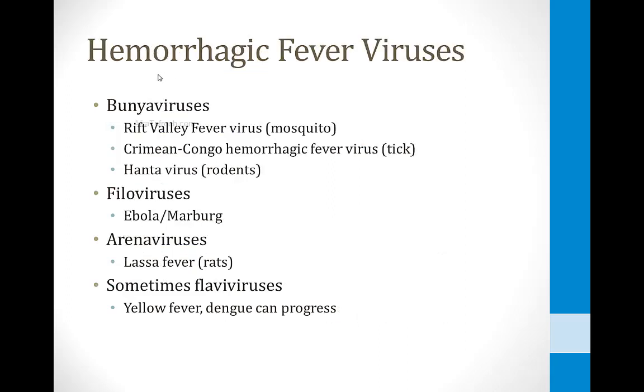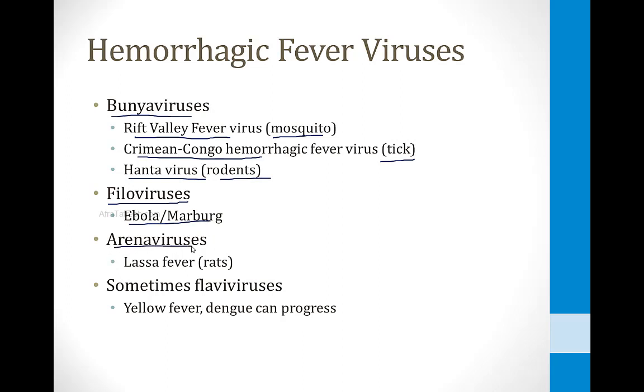Let me pause here and review all the different viruses we've discussed that can cause hemorrhagic fever. So there are 3 bunyaviruses: the Rift Valley fever virus, which you get from a mosquito bite, the Crimean-Congo hemorrhagic fever virus, which you get from a tick bite, and the hantavirus, which lives in rodents and you get from exposure to infected rodents. The 2 filoviruses, Ebola and Marburg, can both cause hemorrhagic fever. You contract these by exposure to infected persons.